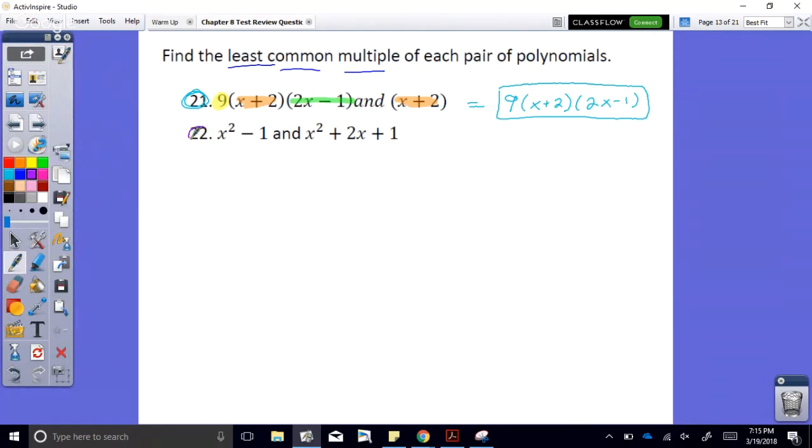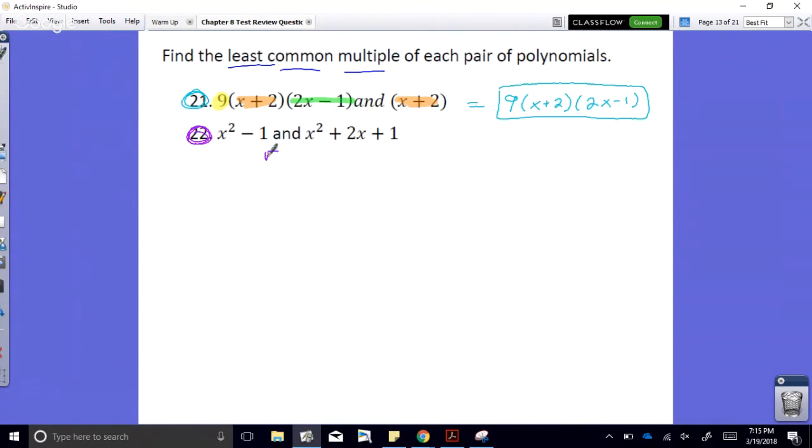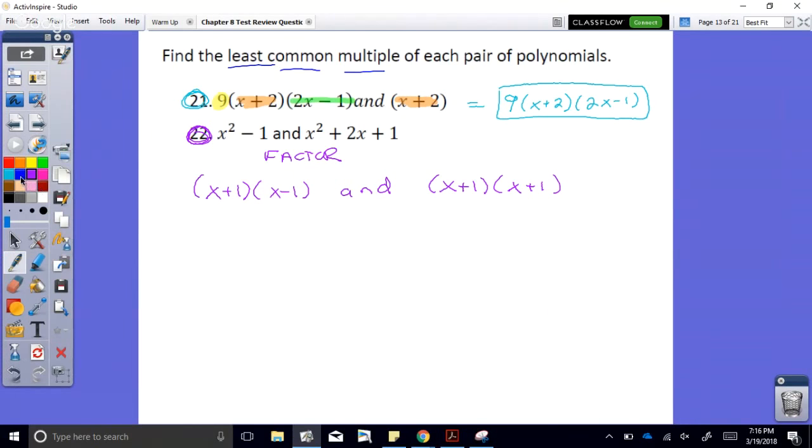Okay, so 22, we're going to do the same way, but this time we have to factor before we start. X squared minus 1 is a difference of 2 squares. So to factor, I get x plus 1, x minus 1. Factors of 1 that sum to give us 2. Well, 1 times 1, so I've got an x plus 1 and an x plus 1.